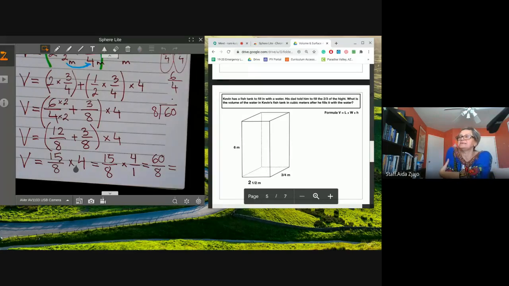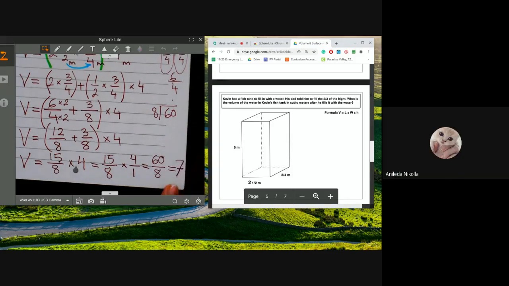What is 8 times 8? Somebody answer me there, please. 64. 64, that's too much. Look, 64, I have 60. So it cannot be 8 times 8. It can be lower than 8. What would that be?